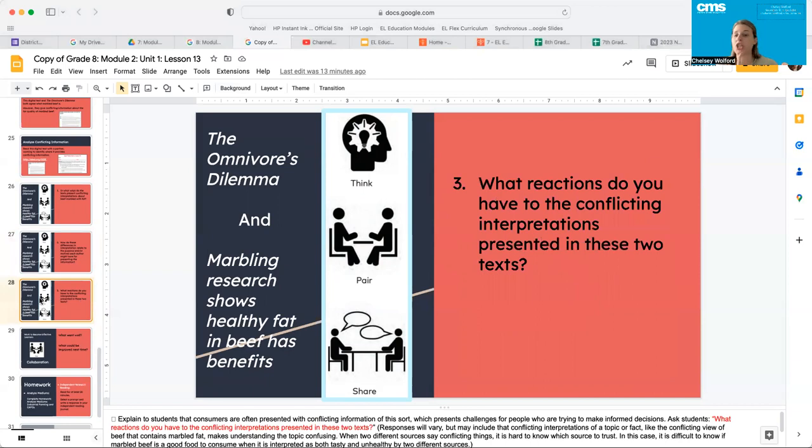And then one more question, and we're going to close out with our exit ticket for today. What reactions do you have to the conflicting interpretations? So what reaction did you have to the book that we're reading and then the article? So with your elbow partner, go ahead and have that discussion right now, and then come back to me when you're ready.